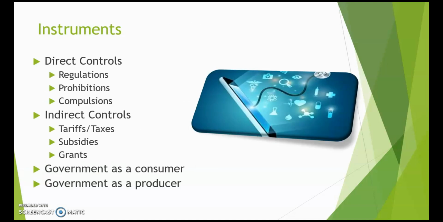Now, instruments from the perspective of public health and public policy, what instruments do these institutions have? We have direct controls, regulation, prohibitions, and compulsions. Think about cannabinoids, for instance. Think about vaccinations, okay? Indirect controls, tariffs and taxes, subsidies and grants. Think about medical research. In this context, we can look at the government as a consumer as well as the government as a producer.